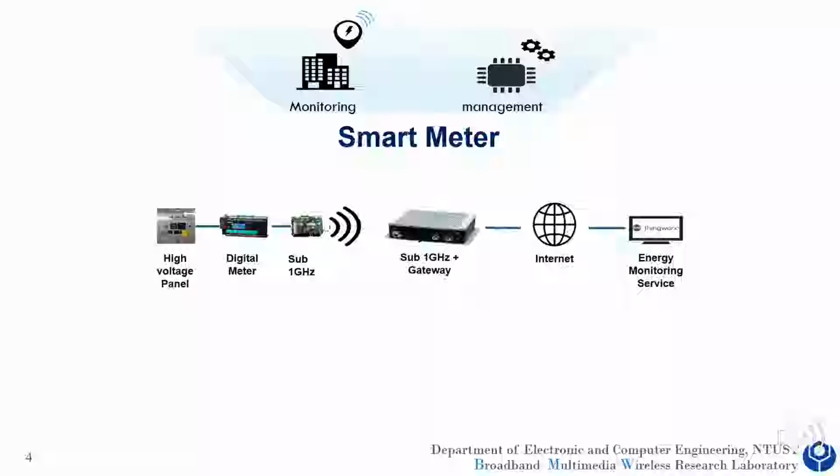This is the basic system topology for the smart meter. Digital meters sense electricity from the high voltage panel using induction. These meters connect to a sub 1G module to transmit data to a sub-G receiver that is coupled into the gateway. The gateway then transmits data to the energy monitoring service using Ethernet.